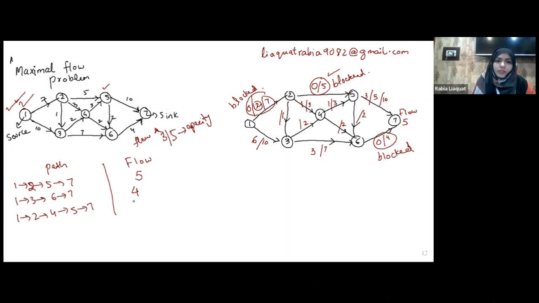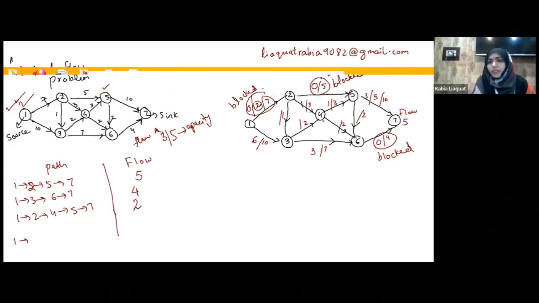So the flow here is 2. The next path is 1 to 3. Now the only path is 1 to 3. We cannot go towards 2 because the arrow is downward. So 1 to 3, 3 to 4, 4 to 5 or 6, and we cannot go from here because here is a blocked area.